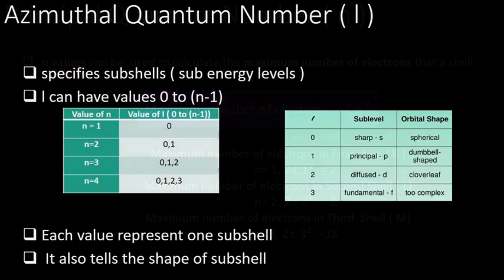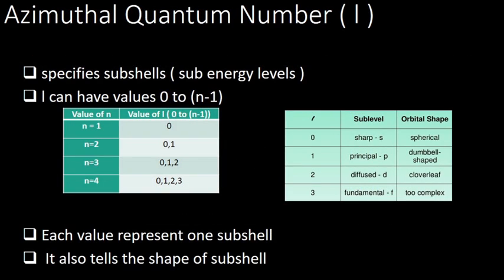Okay, now next is the azimuthal quantum number. We denote it by small letter l, and it specifies the subshell, that is, the sub energy levels. Within n there are sub levels, and that is denoted by the azimuthal quantum number. l can have values from 0 to n minus 1. Values can be from 0 up to n minus 1.